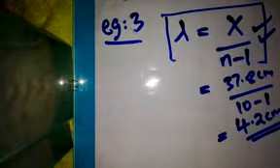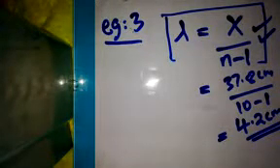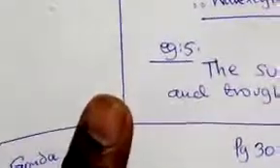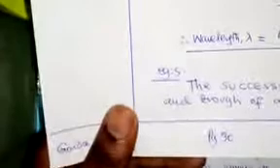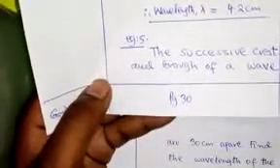This example happened on the last year mock exam. I want you to read from here, but again you join it with this one. The question was saying the successive crest and trough of a wave are 30 centimeter apart. Find the wavelength of the wave.